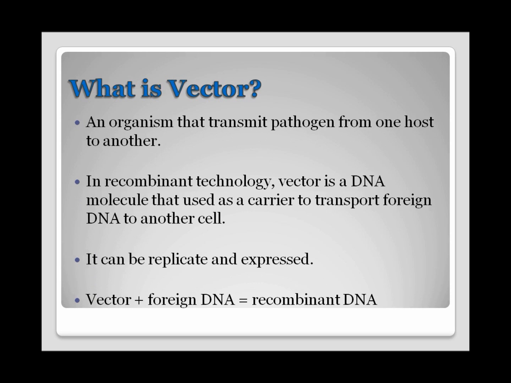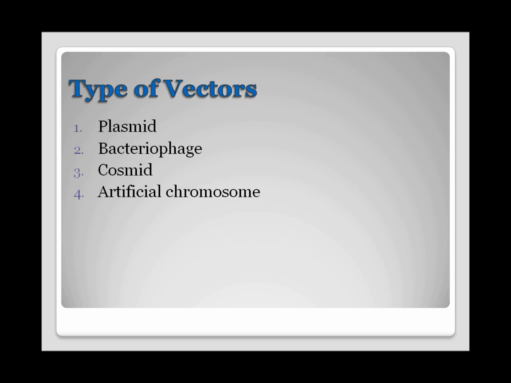What is vector? Vector is an organism that transmits pathogen from one host to another. In recombinant technology, vector is a DNA molecule that is used as a carrier to transport foreign DNA to another cell. It can be replicated and expressed. When vector plus foreign DNA, it is called recombinant DNA. There are 4 types of vector: plasmid, bacteriophage, cosmid, and artificial chromosome.